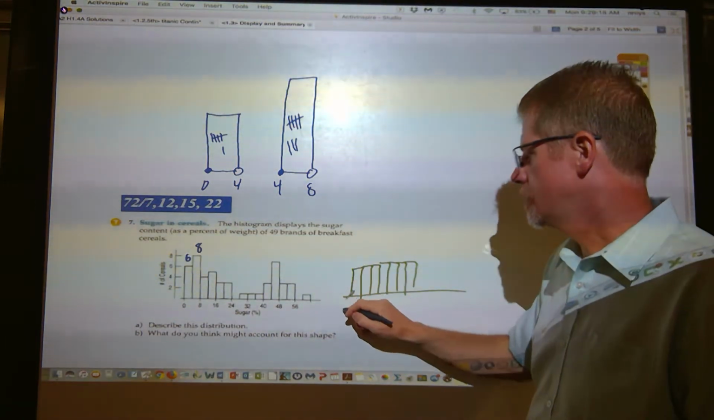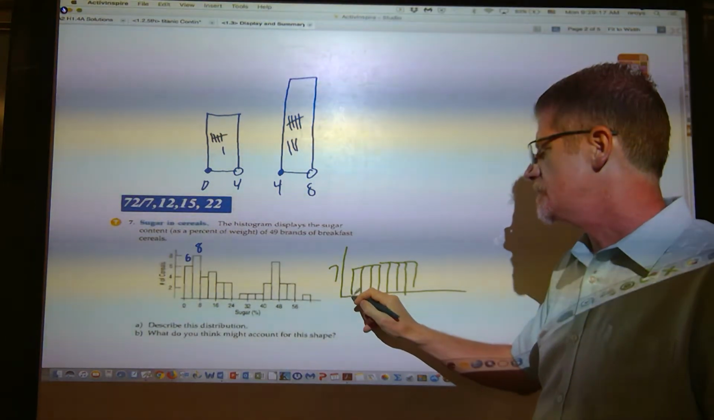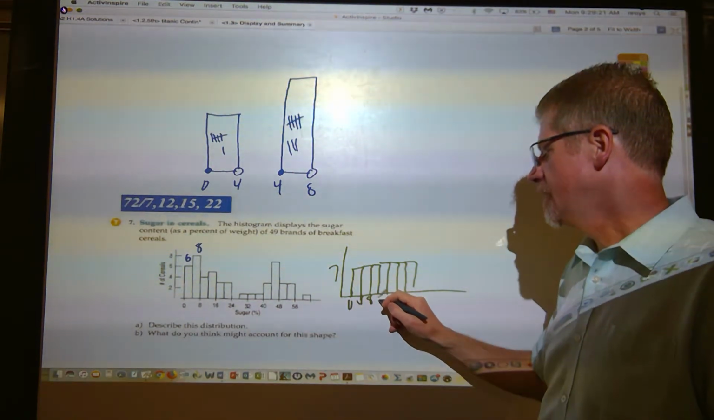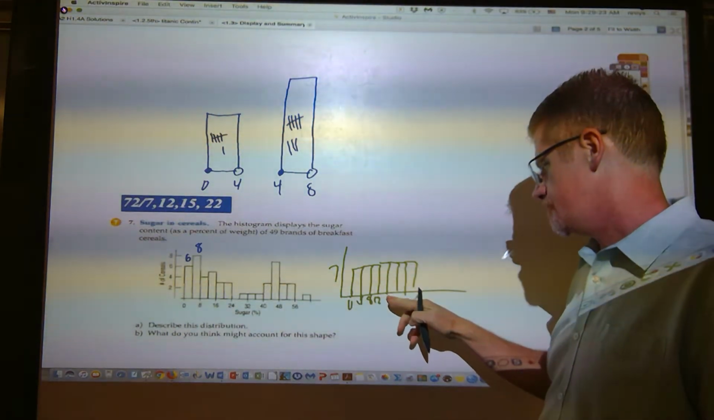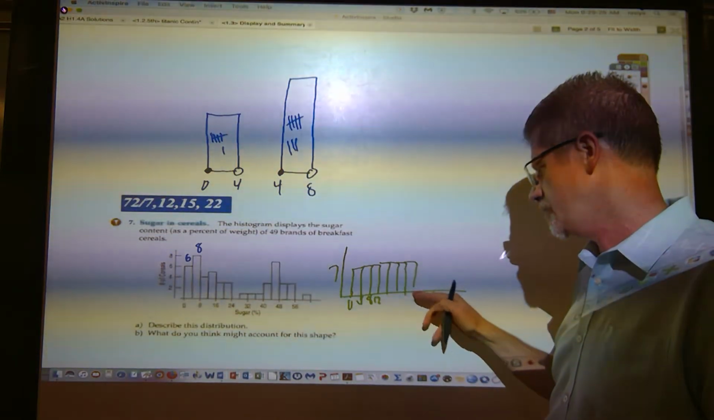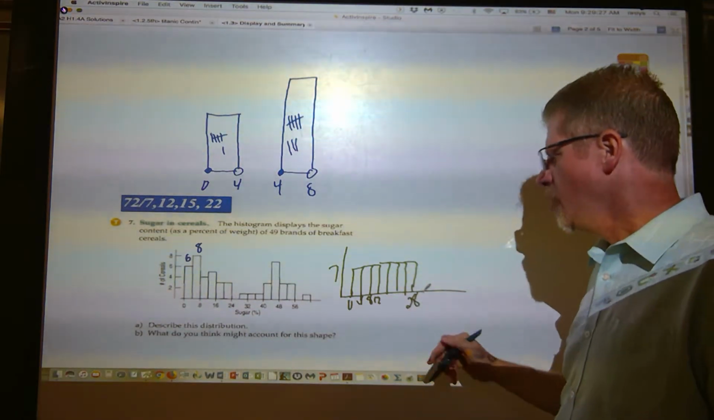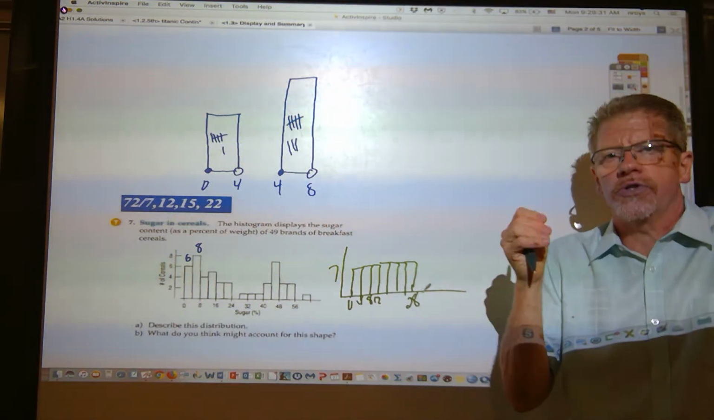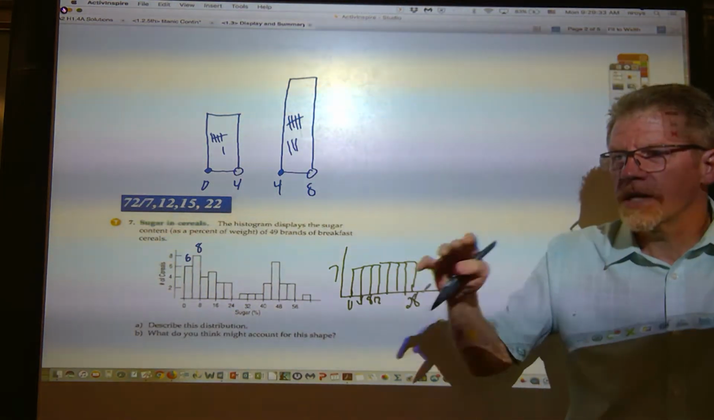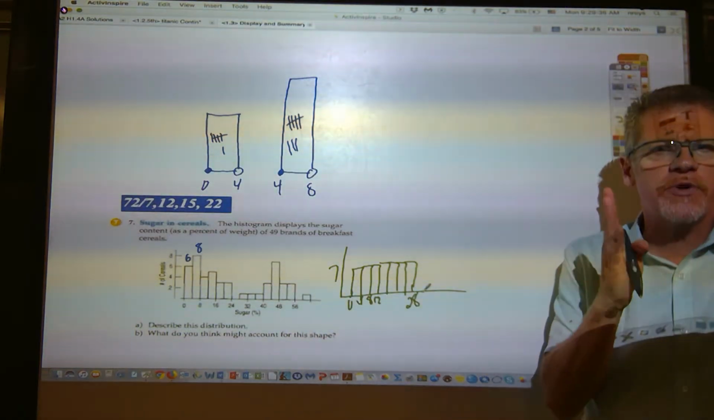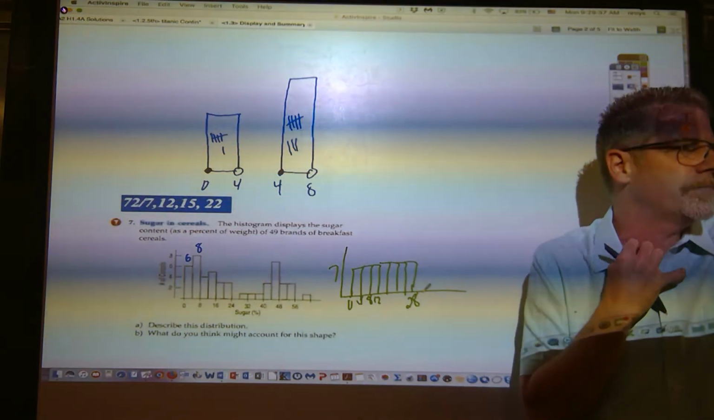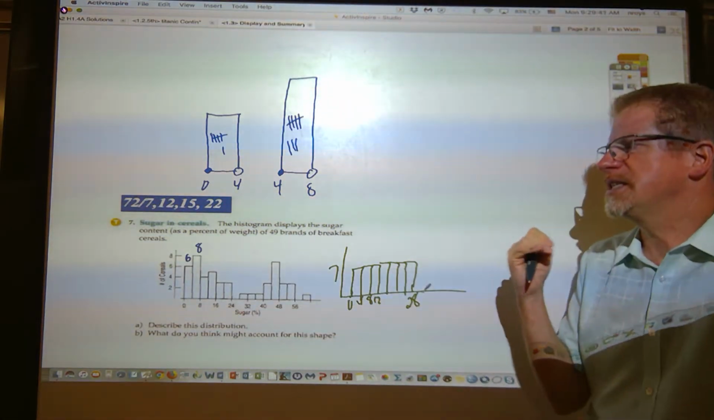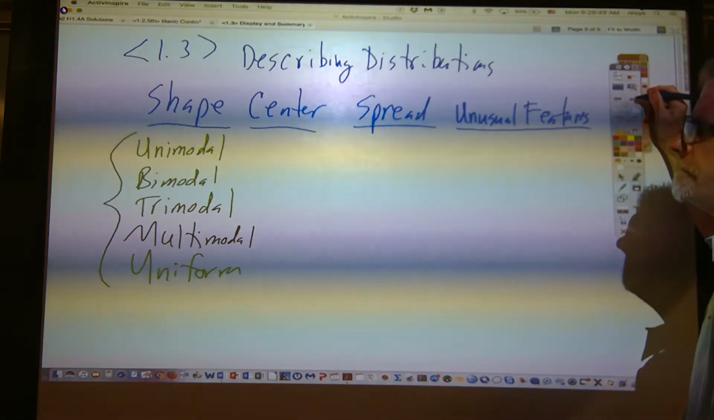Maybe it'd be like 7, 7, 7, 7, 7, 7, 7. Suppose there were 7 cereals in the 0 to 4 range, 7 cereals in the 4 to 8, 8 to 12, 12 to 16, 20, 24, 28. That's what a uniform distribution looks like. No humps. It's just the same in every bar of the histogram, the same number of tally marks in every bar. That's an example of a distribution that's nearly uniform.